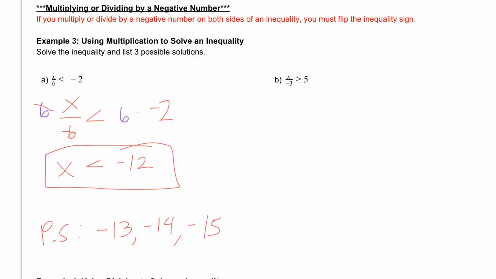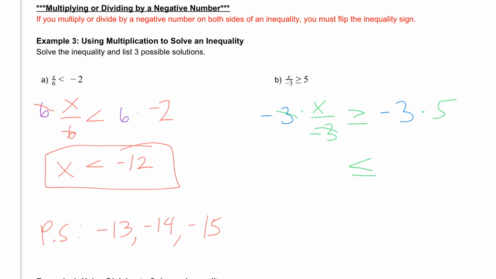Now if I come over to letter B, I have x divided by negative 3 is greater than or equal to 5. So if I want to undo this division, I'd have to multiply both sides by that negative 3 that's on the bottom there. So that means I'm going to take negative 3 and multiply that by the x over negative 3 greater than or equal to, and I'm going to take that negative 3 and multiply that by 5. Notice this time the number that I'm multiplying both sides by is a negative number. Since that number is negative, now I have to go and flip that inequality sign. So that has become a less than or equal to sign.